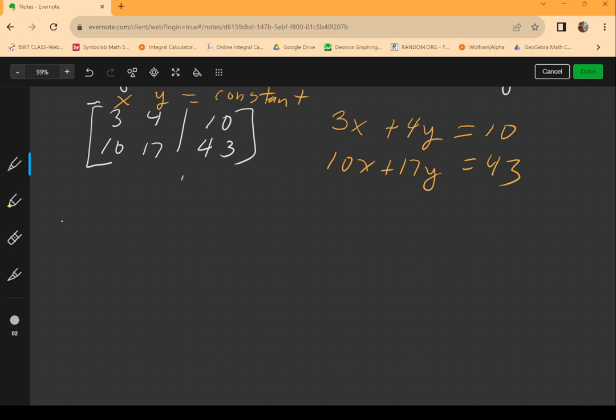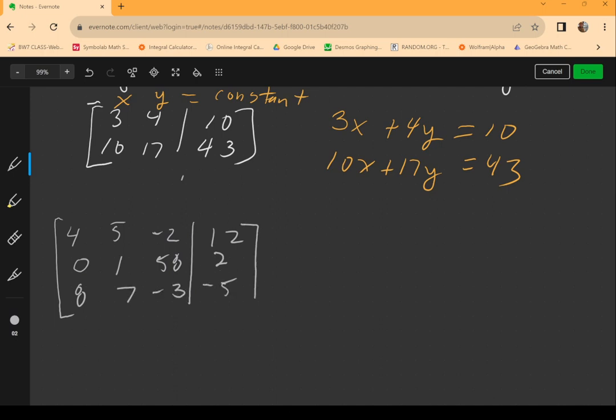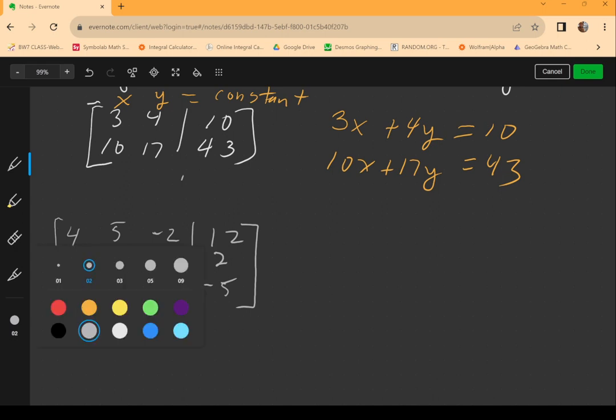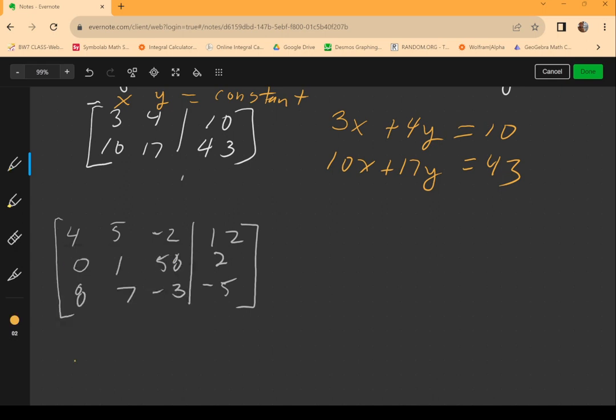So let's say, for example, I have a 3 by 4 matrix: 4, 5, -2, 12, 0, 1, 58, 2, 8, 7, -3, and -5. Let's say that this was my augmented matrix. Right away, what I know here is that I have 3 variables and 3 equations: x, y, z.